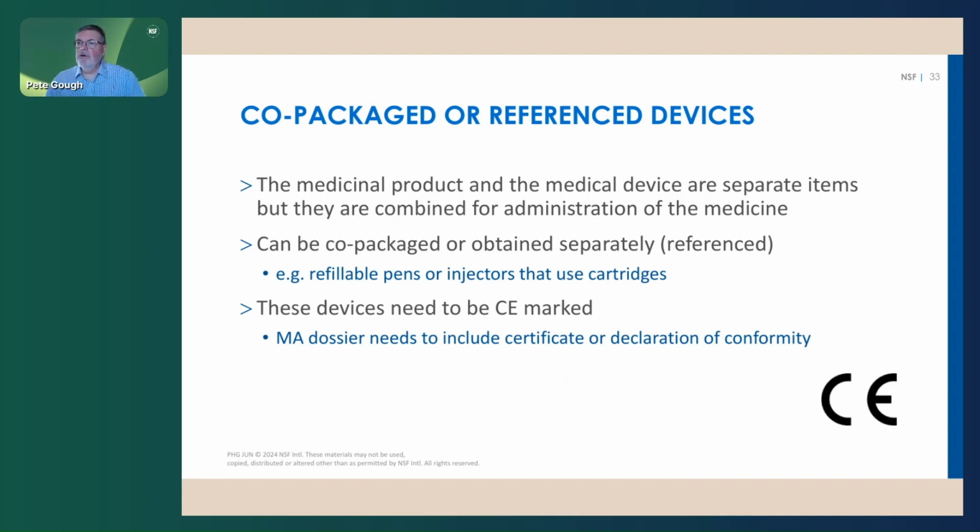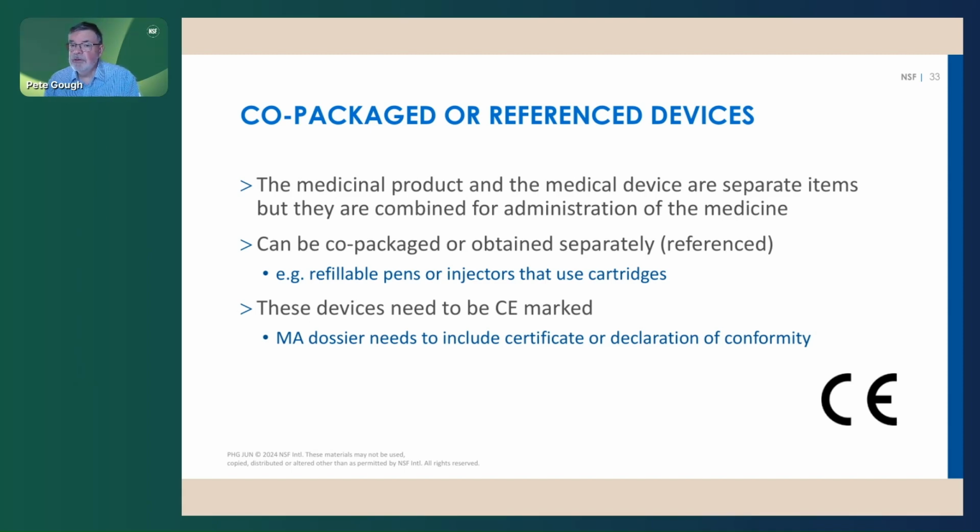The other type of device that may be associated with a medicinal product is what's called a co-packaged or referenced device. So the medicinal product and the medical device here are separate items, but are combined for the administration of the medicines. So they can either be what's called co-packaged, that is, they literally are packaged together and supplied to you together, or they may be able to obtain them separately.